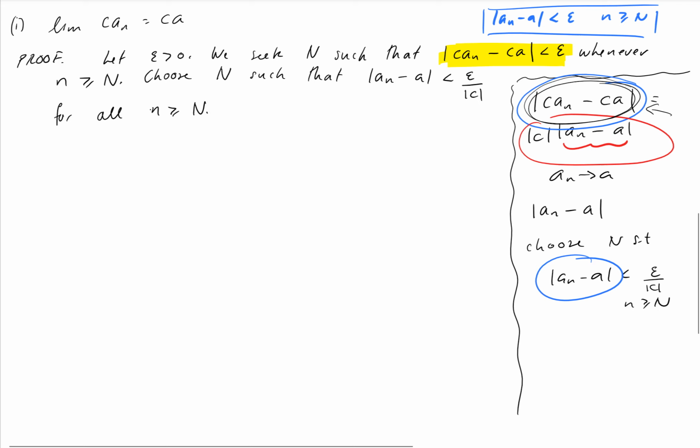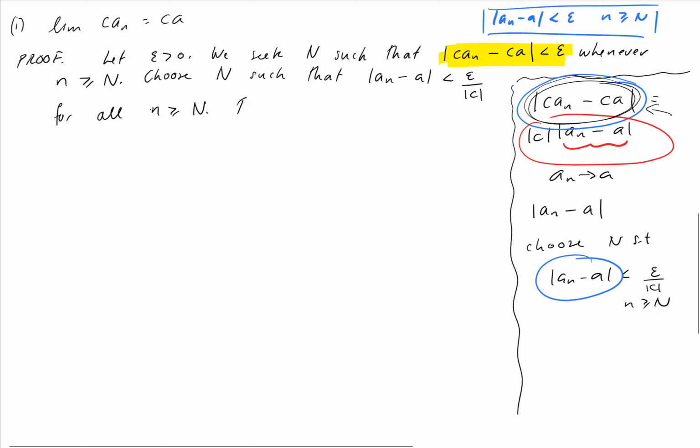Now the reason we can do this is because AN is a convergent sequence itself, and so we are free to choose such an n. The convergence of the sequence AN guarantees for us that such an n exists, and we can just nominate it as the n that we want for our main problem.